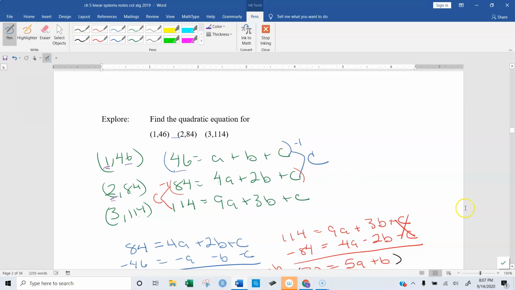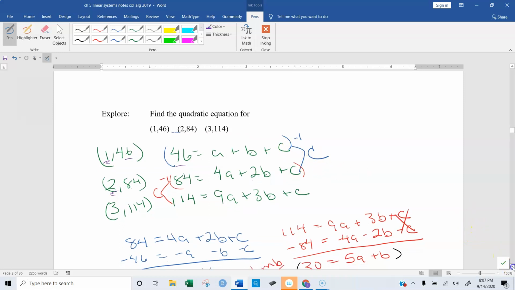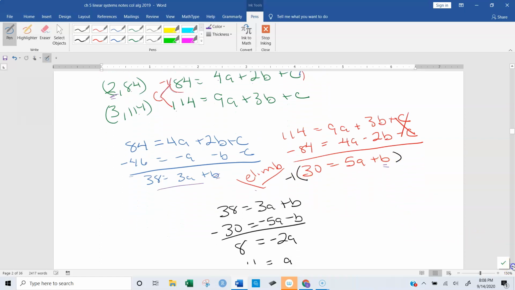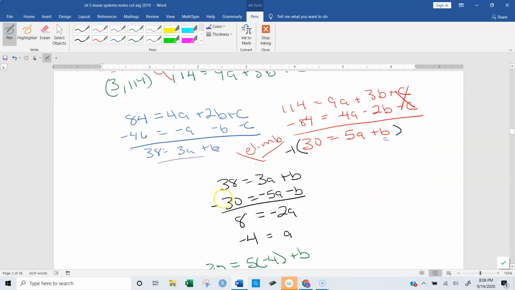I took the first two, and I eliminated c. I multiplied the top one by a -1, and I got this equation. Then I chose the next two, the bottom two, also eliminating c. I multiplied the 84 one by a -1, and I got this equation. My b's were the same, but not opposite. So I chose to multiply the 30 equation by a -1.